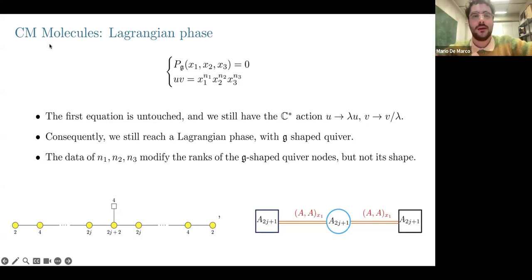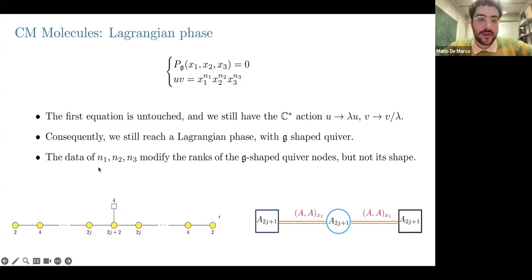It's still present. So we again have, for the same type 2A limit, a Lagrangian phase described by a G-shaped quiver, with G the singularity we started with. So for example, here I'm describing again the A_{2j+1} example, but if we started from an A6 singularity, it will be an A6-shaped Kac-Dynkin diagram. In any case, we still have this infrared Lagrangian description of the singularity.